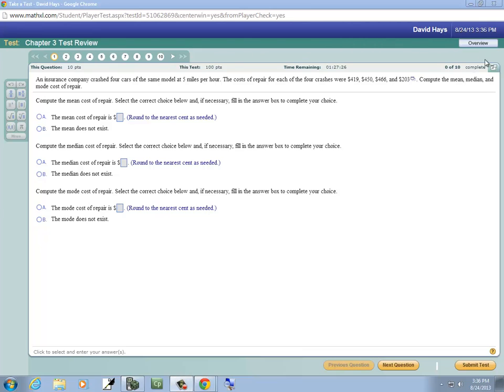Okay. I was trying to increase the size of this so you can see it better, but I'm obviously not smart enough to do that in Google Chrome.